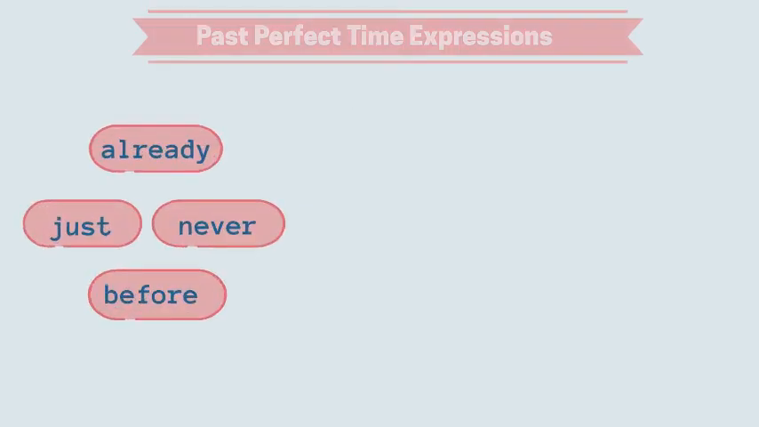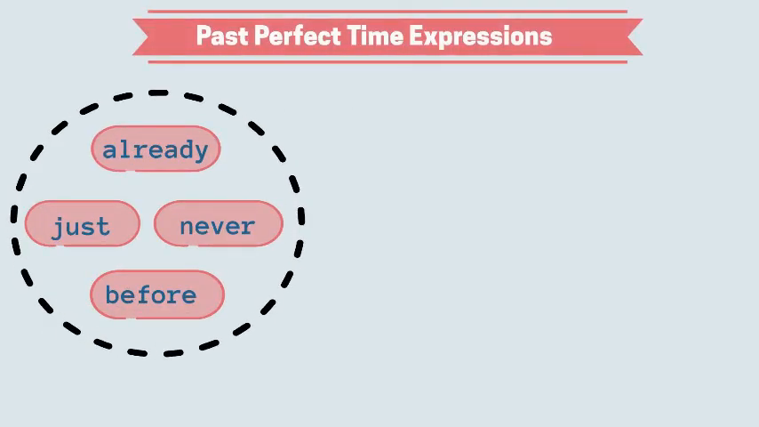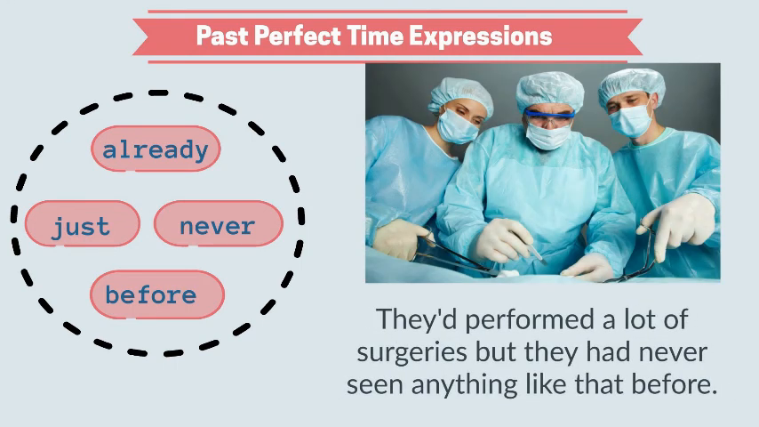And finally, we can use the past perfect tense with time words such as already, just, never, before, etc. to talk about earlier past. They'd performed a lot of surgeries, but they had never seen anything like that before.